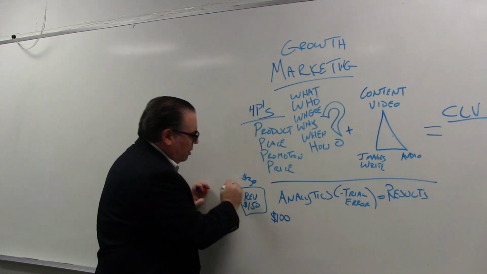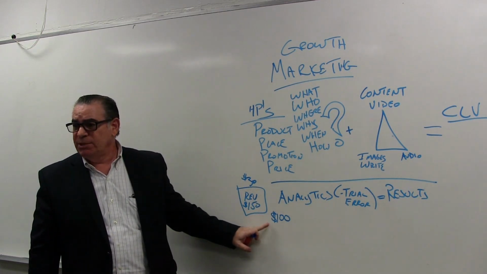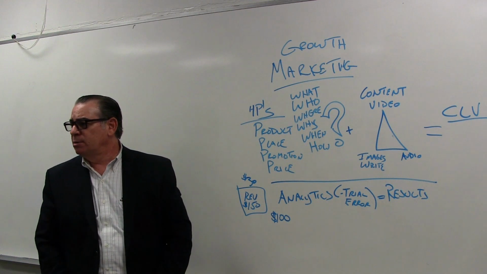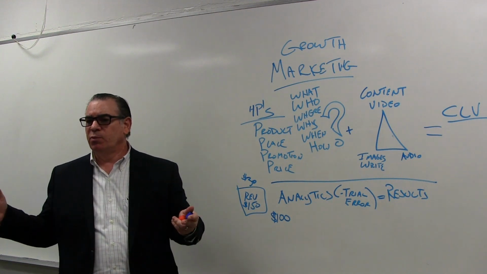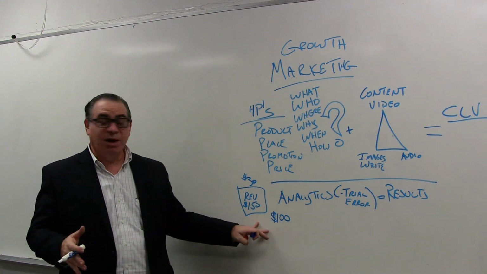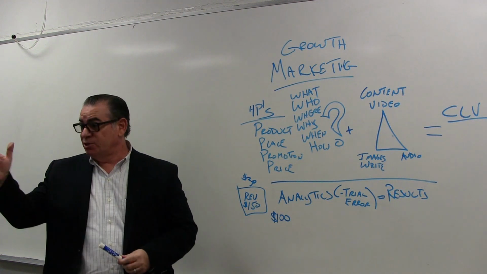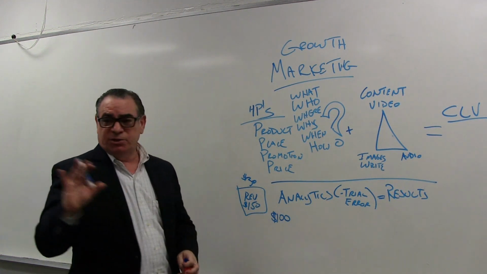Okay, so with those 5 conversions, we spent $100 to get them. Did we make money or lose money on that day? Made money. Why did we make money? $50 profit. Did we make a $50 profit here? Well, let's look at the math for a second.